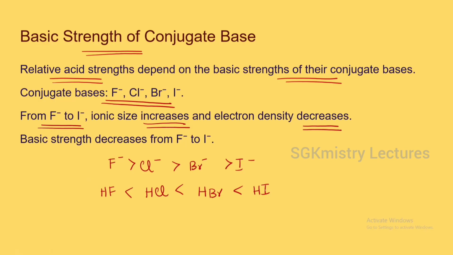We can also explain the acidity of group 6 hydrides in the same way. So we can write that H2O will be less acidic when compared to H2S, which is again less acidic when compared to H2Se, and it is less acidic when compared to H2Te.